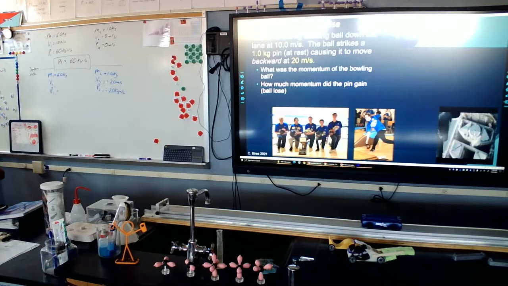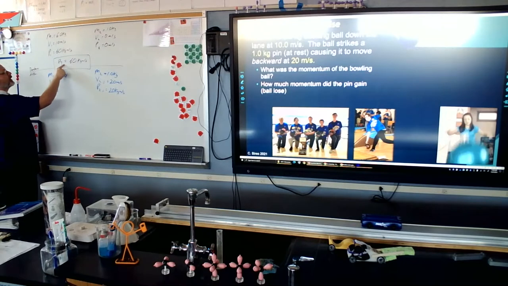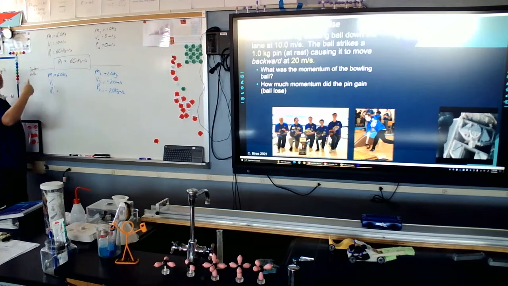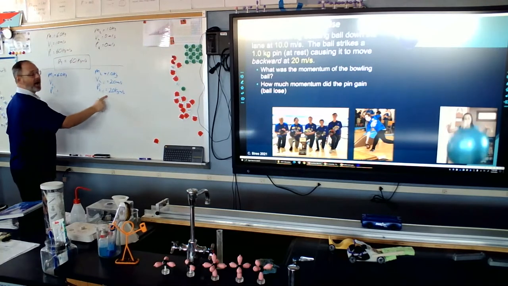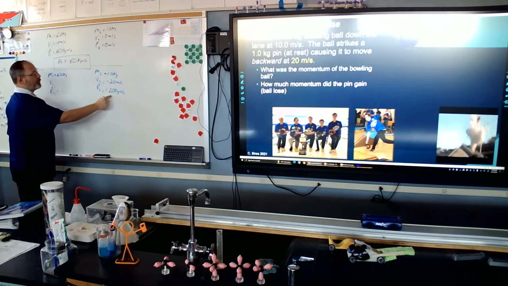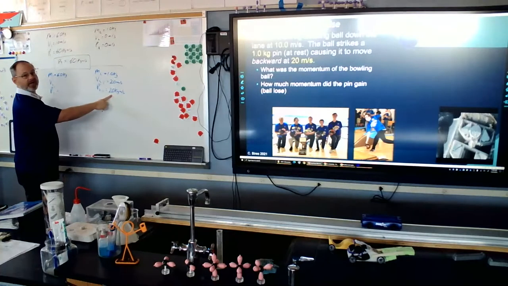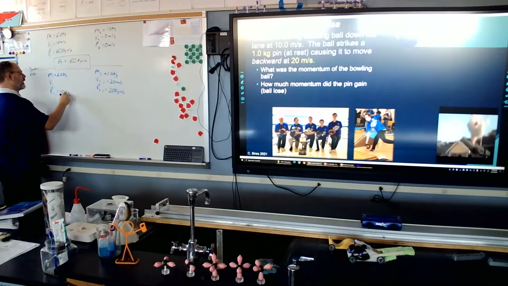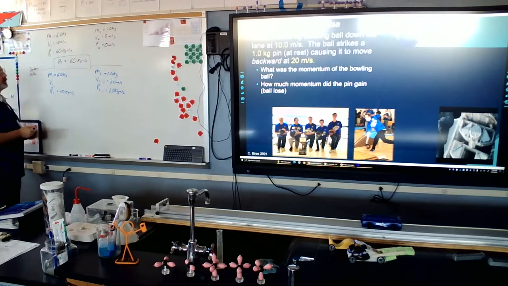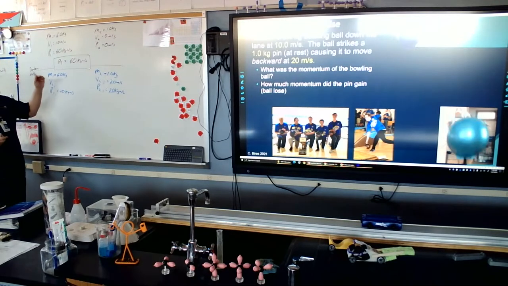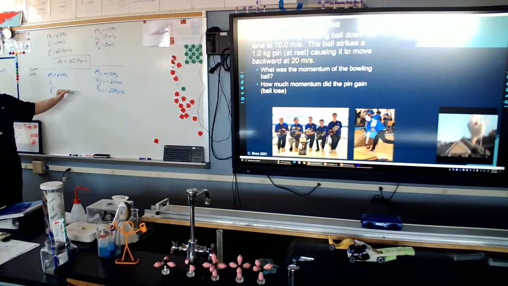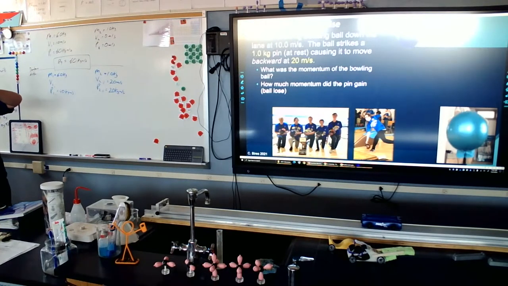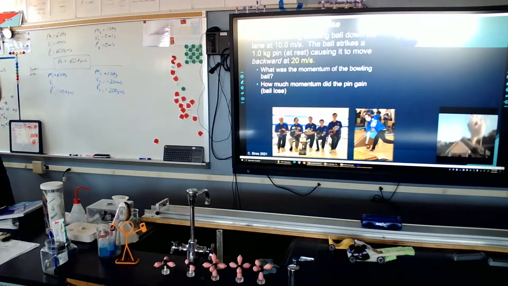Okay. So the total momentum before the collision was 60 kilogram meters per second. After the collision, the pin now has some of that momentum. The pin has gained 20 kilogram meters per second, leaving only 40 kilogram meters per second of momentum for the ball, because the total momentum has to be the same. It doesn't change. And in this class, it's always two objects. In the future, who knows?